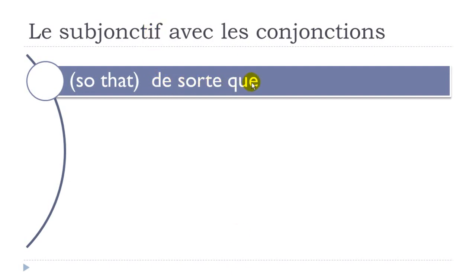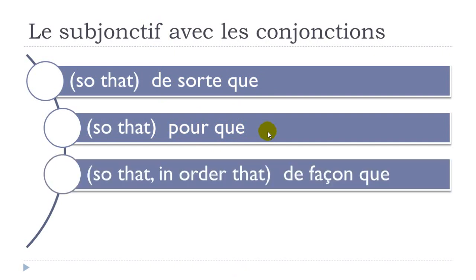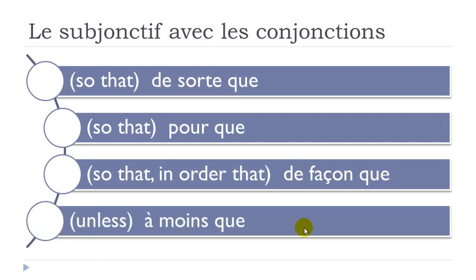De sorte que, pour que, de façon que, à moins que. One more time: de sorte que, pour que, de façon que, à moins que. And then remember, after them, you will use le subjonctif.